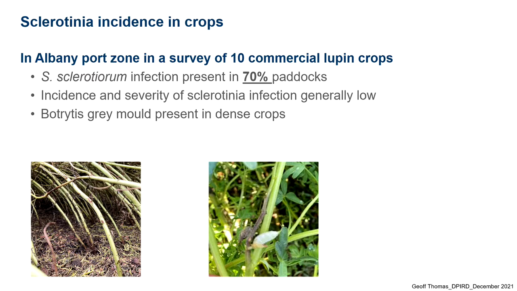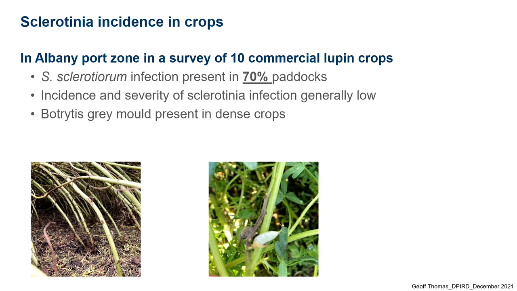We've also got a little node of activity down in the Albany Port Zone, down around Kojonup, and we surveyed about 10 commercial paddocks this year down there. Again, sclerotinia was in about 7 out of the 10 crops, so not quite as common, but it's only 10 crops. But the incidence and the severity of sclerotinia, generally speaking, was less than in northern crops. We saw a couple of crops with 10 to 20% of plants affected, but generally speaking, we had to look for sclerotinia to find it.